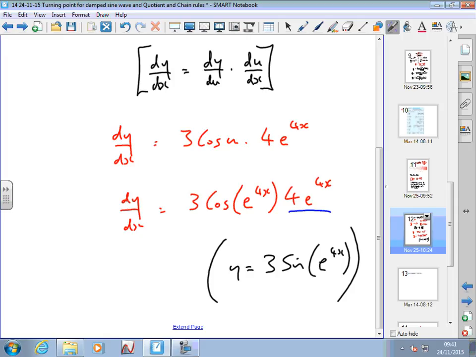So once you've done a few, you can literally write down the answer, the differential. Ignore what's inside the bracket, just differentiate the sine bit, which is 3 cos of the bracket, then multiply by the differential of what's inside the bracket. And that's what the chain rule is effectively telling you to do.